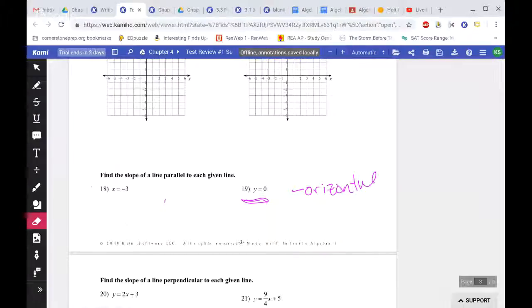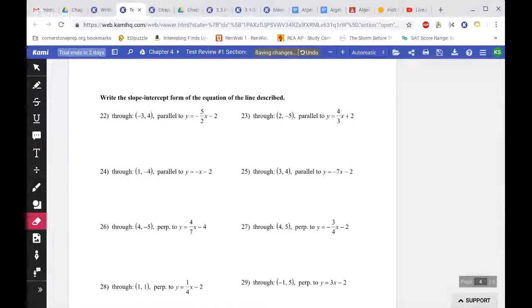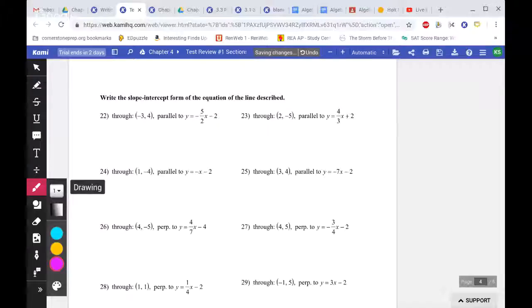And then 20, I'm going to move on to 22. Write the slope intercept form of the equation of the line described. So it's asking me to write a slope intercept form line that is parallel to y equals -5/2 x minus 2. So what will be the same in a line parallel to this? What will be the same? The slope. Correct. So I'm going to take this point and plug it back into slope intercept form with the same slope.